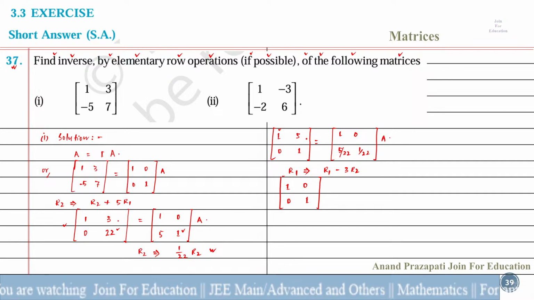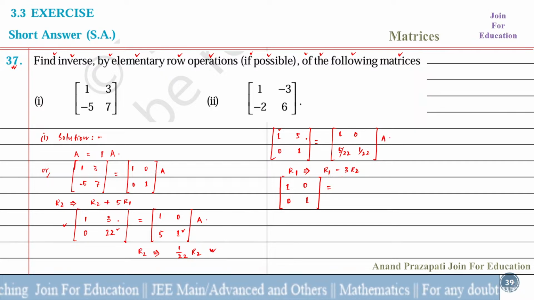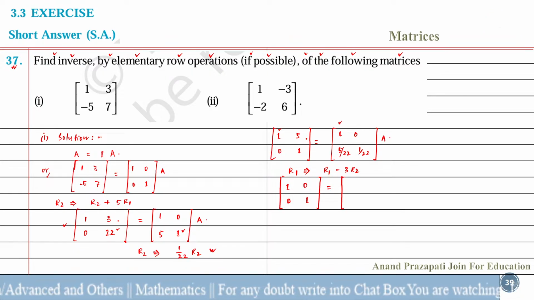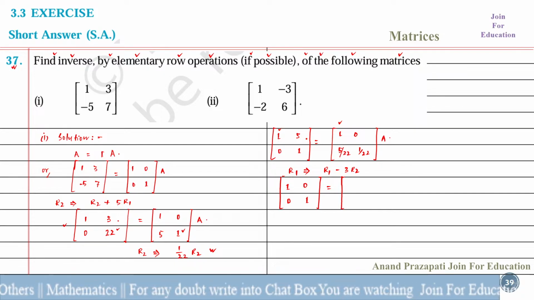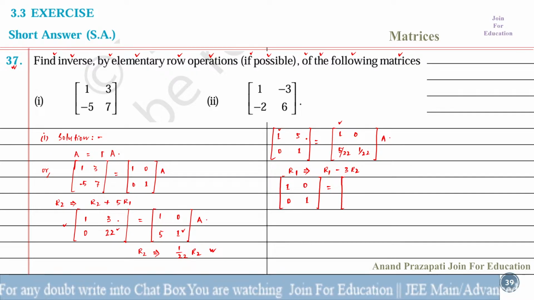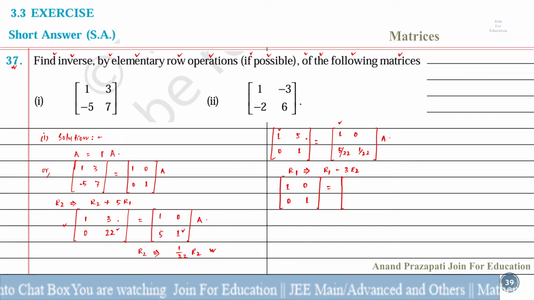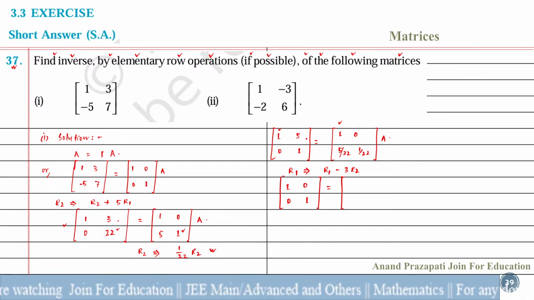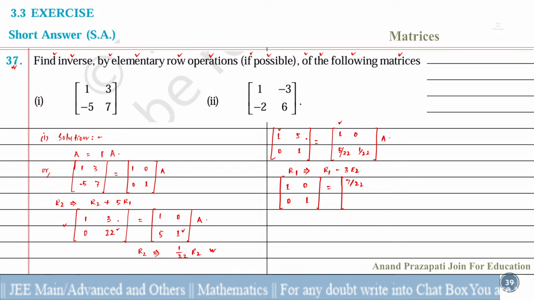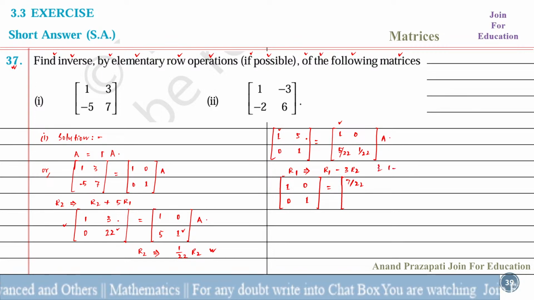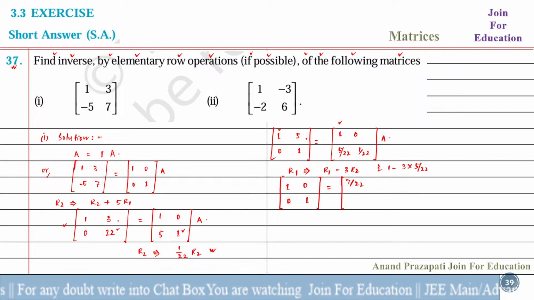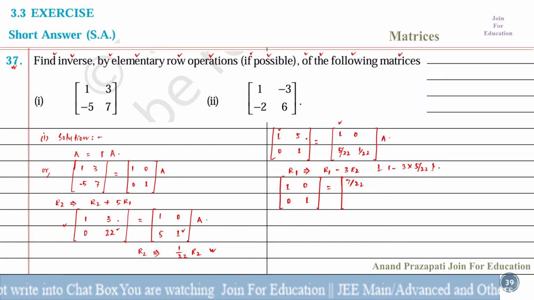And on the right-hand side, we change the value of R1, so R1 equals 1 minus 3 R2. It means 1 minus 15 by 22, which is 22 minus 15 over 22, equal to 7 by 22. So we write down here 7 by 22. Let's see the calculation: 1 minus 3 into 5 by 22 gives 7 by 22.